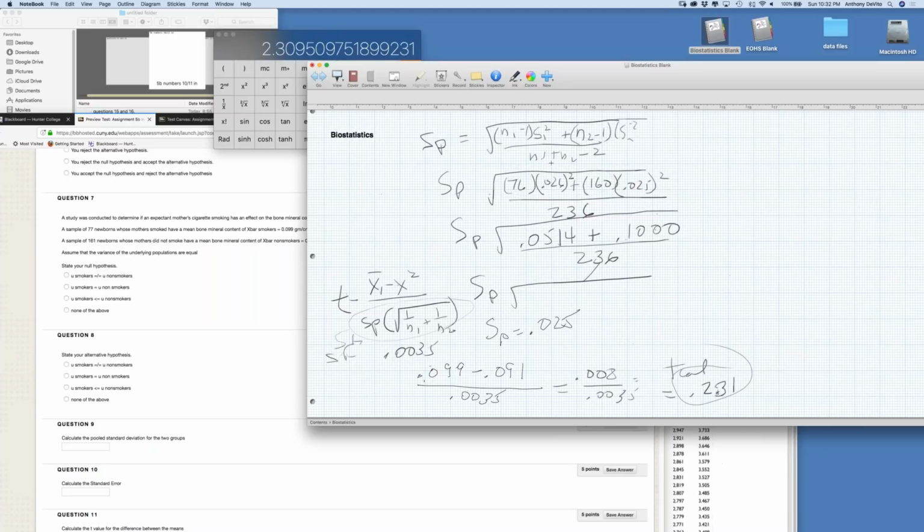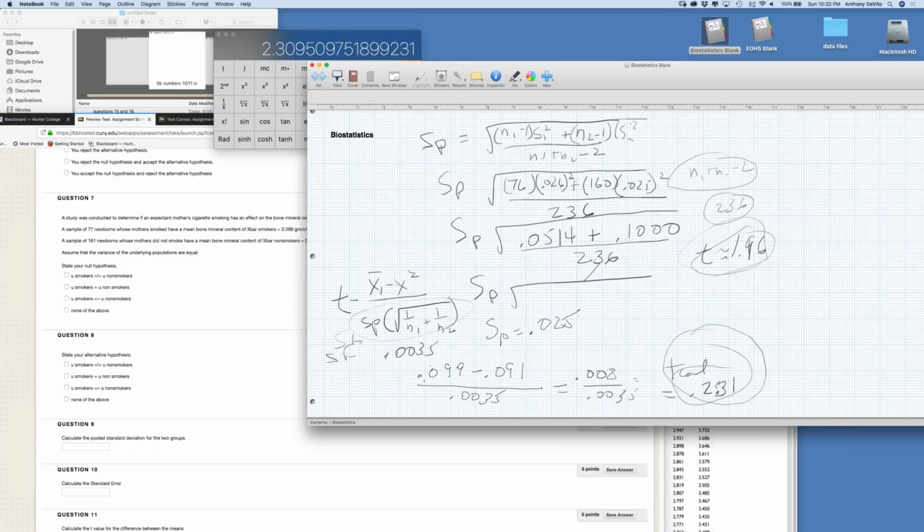Well, for such a big sample size, our degrees of freedom are N1 plus N2 minus 2, right, which is going to be 236, I think it was, right? 236. So with such a big sample size, we know that our T-score is probably going to be pretty close to 1.96, right? What our z-score would have been. It actually might be 1.97 or 1.98 or something like that. It's going to be pretty close.